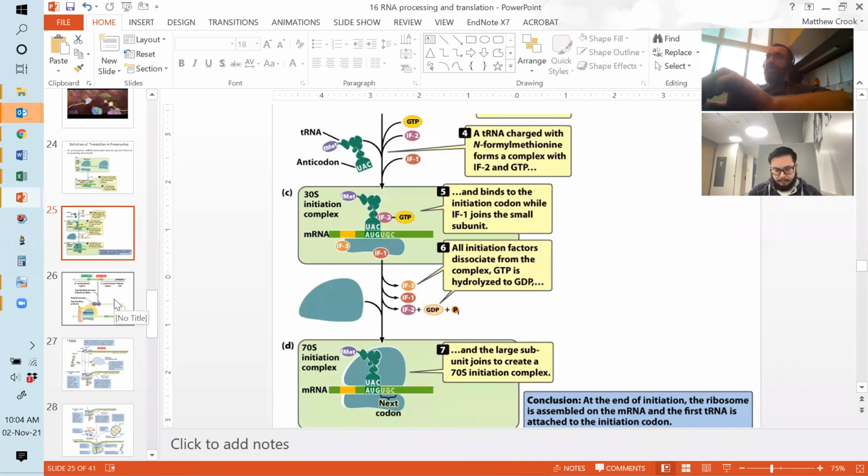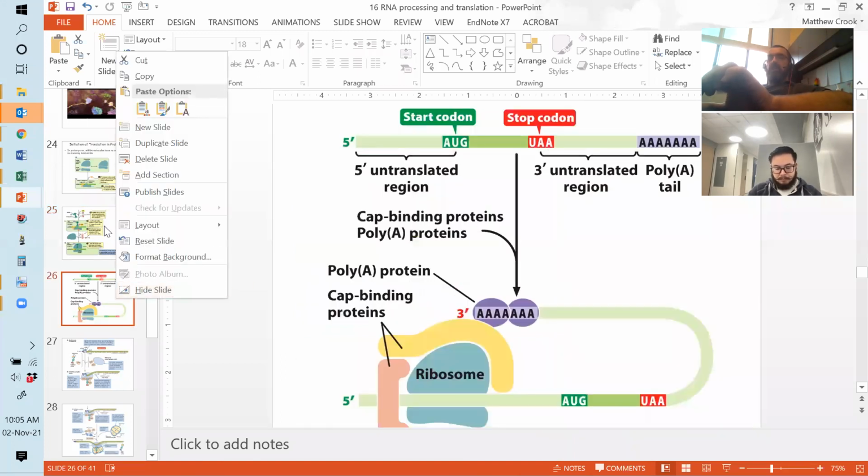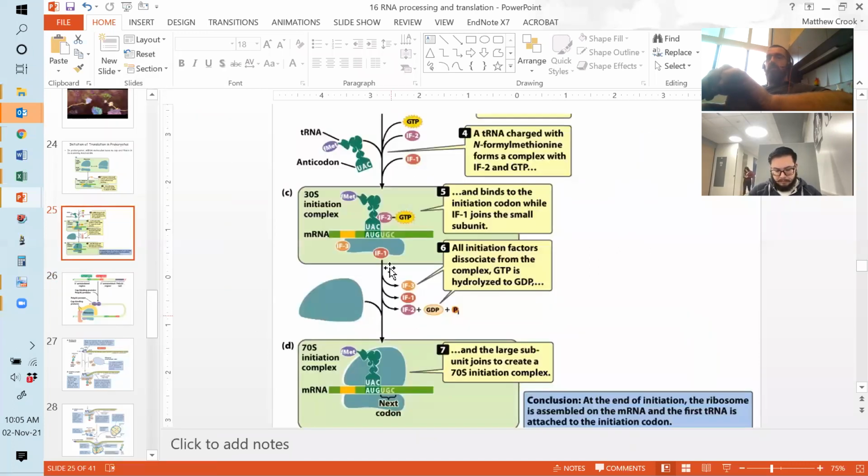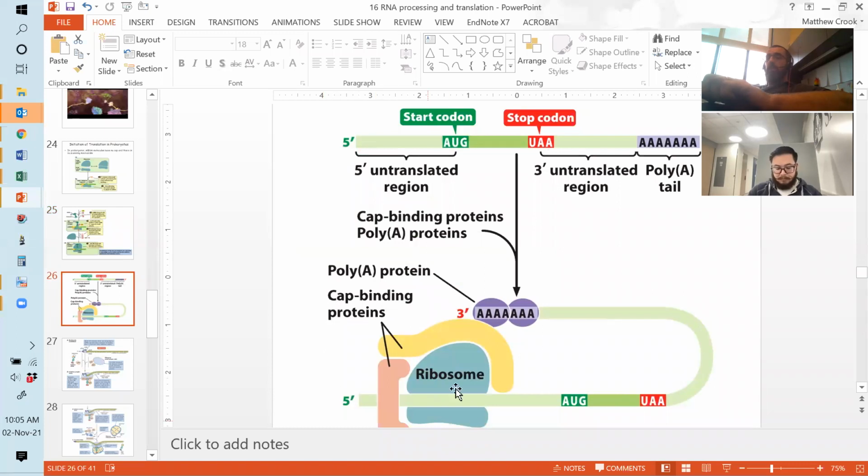Now, one of the big differences between prokaryotes and eukaryotes is in initiation of translation. In prokaryotes, the whole thing assembles over the start codon. In eukaryotes, the whole thing assembles way upstream in the 5' UTR, and it travels down, well, not the whole thing, the small subunit. This is a little bit of a misrepresentation. It travels down until it finds the start codon.